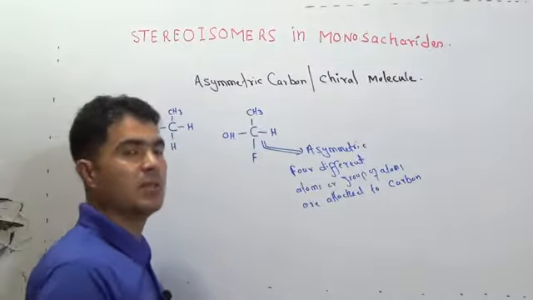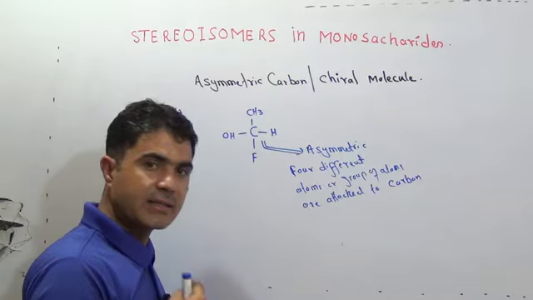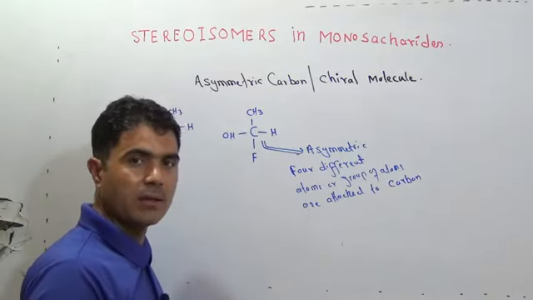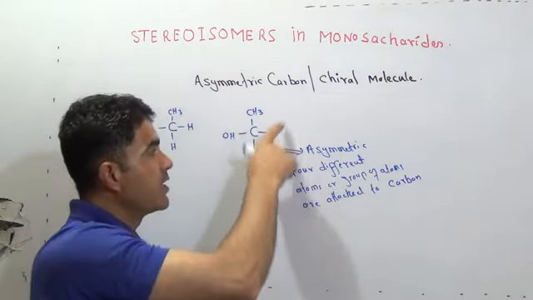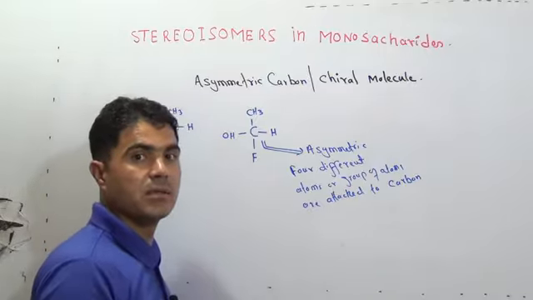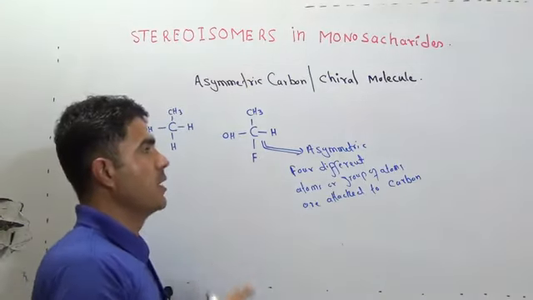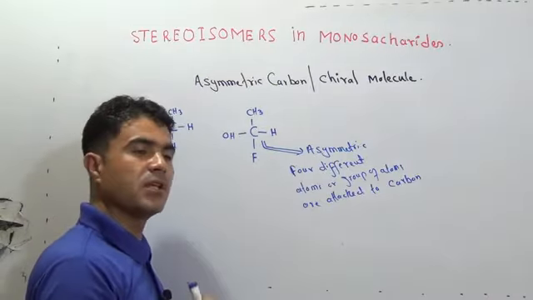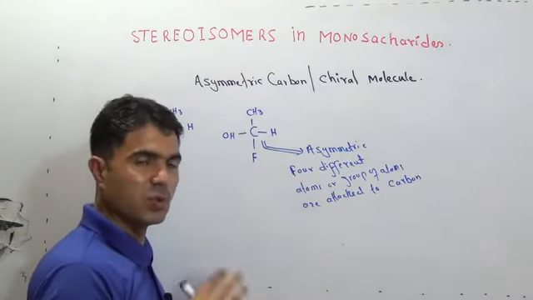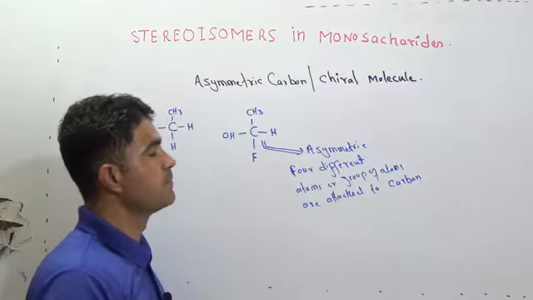You will not be able to understand these topics until and unless you know something about the asymmetric carbon. And such carbon is also called chiral carbon or chiral molecule. The whole molecule will now be called a chiral molecule. So if there is an asymmetric carbon, there will be the concept of a chiral molecule. Otherwise, no chiral molecule.